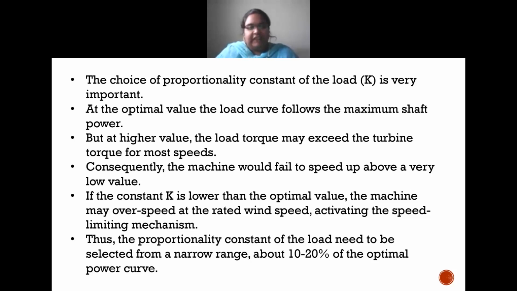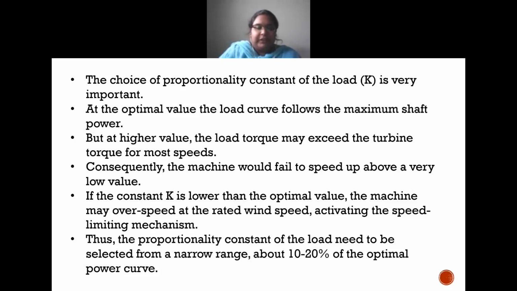If the constant K value is lower than the optimal value, then the machine may overspeed. It may go beyond the ratings we have, and then it will activate the speed limiting mechanism. We know there is a speed limiting mechanism which makes sure our machine does not get damaged. Once it goes overspeed, the speed limiting mechanism kicks into control. Thus, the proportionality constant of the load needs to be selected from a narrow range, about 10 to 20% of the optimal power curve.